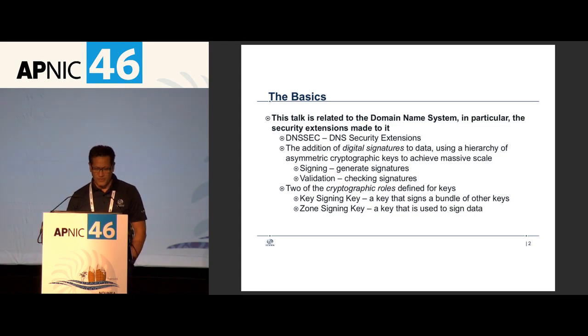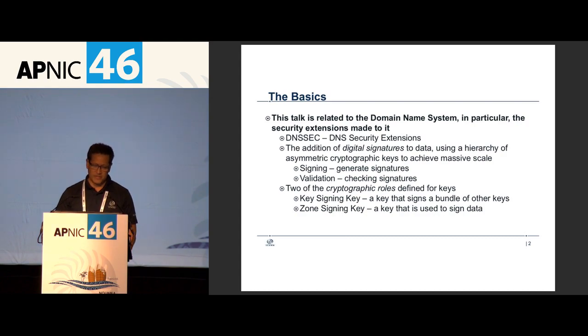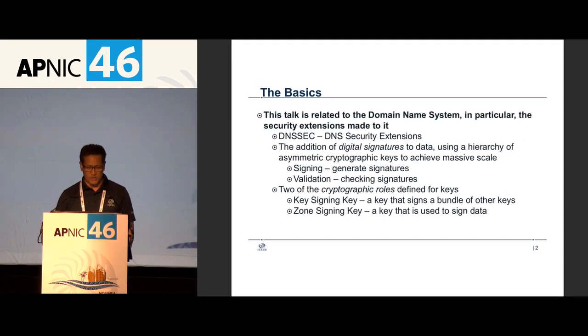DNSSEC, or DNS security extensions, is the addition of digital signatures to data using a hierarchy of asymmetric cryptographic keys to achieve massive scale. And it's in two parts. One is the signing to generate signatures and the validation for checking signatures. Two of the cryptographic roles defined for keys are the key signing key, the KSK, a key that signs a bundle of other keys, and the zone signing key, a key that is used to sign data.